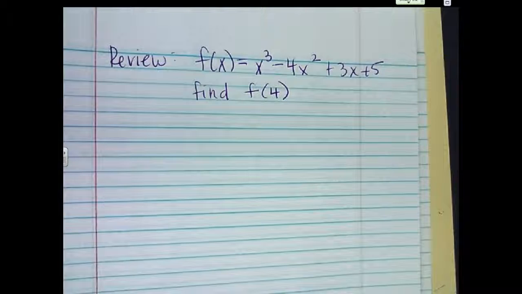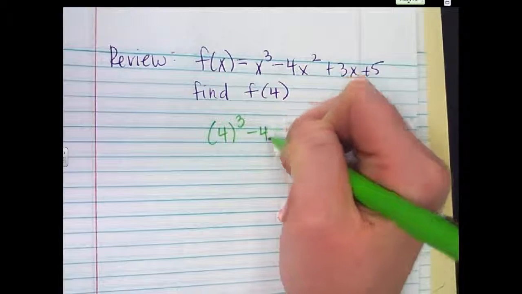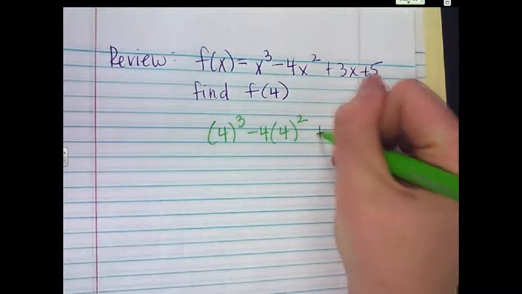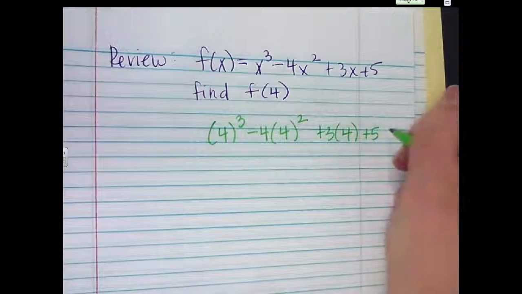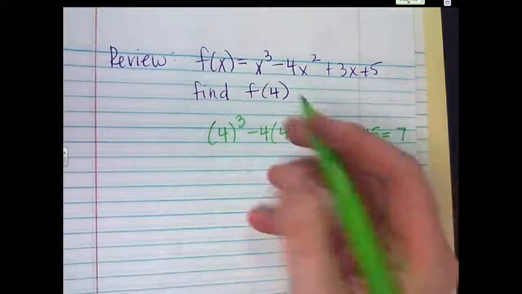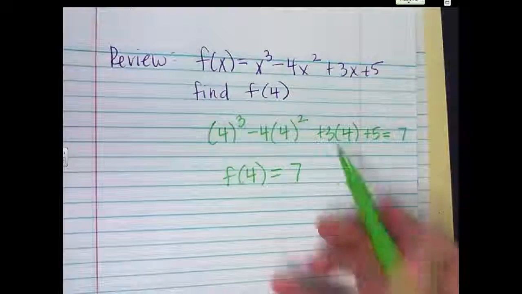What would you do? Plug in the 4. So we would have 4 to the third minus 4 times 4 squared plus 3 times 4 plus 5. And you would do all your awesome math and come up with 7. So we would say f of 4 equals 7. That's familiar to you all?